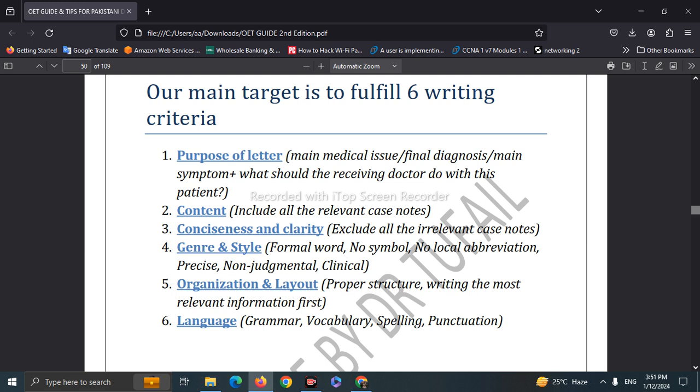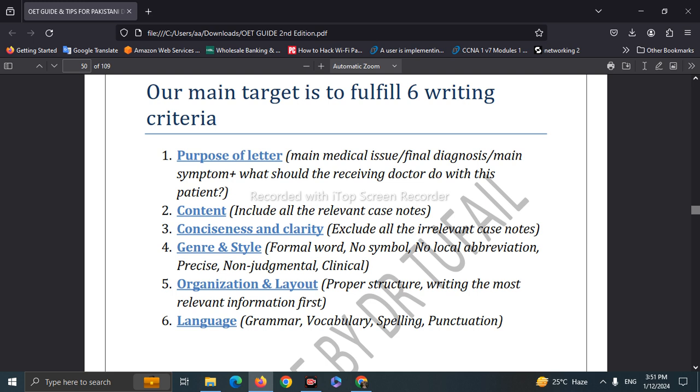Style: use mostly formal words, no symbols, and no local abbreviations unless they are universal abbreviations. Layout and organization are very important. Structure is very important.